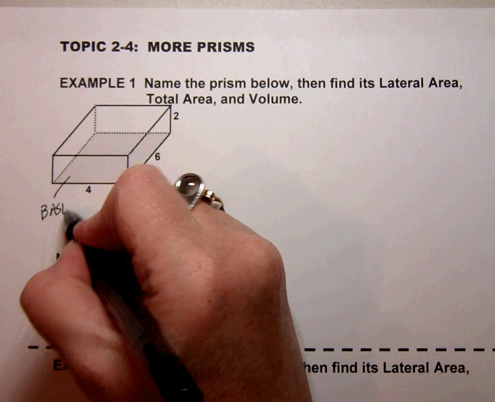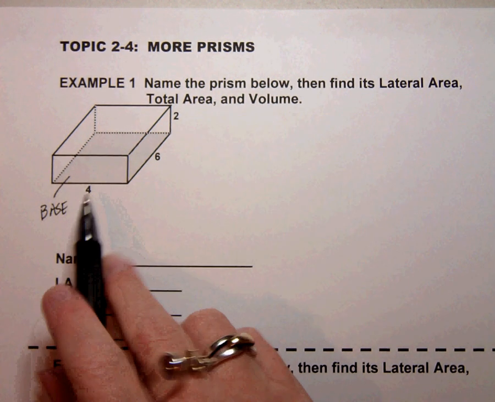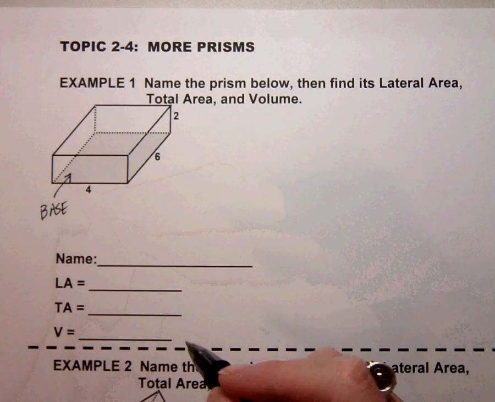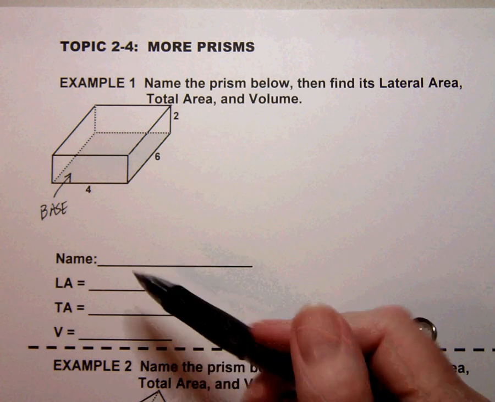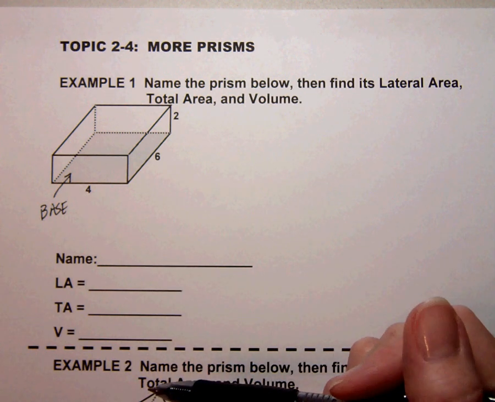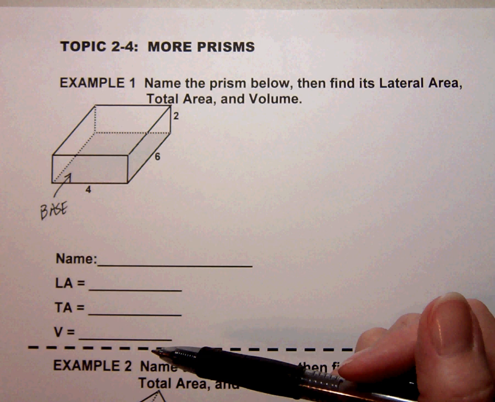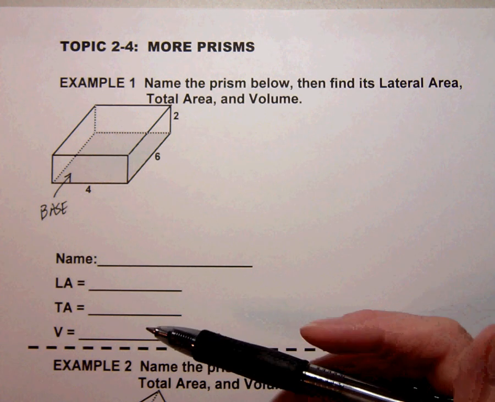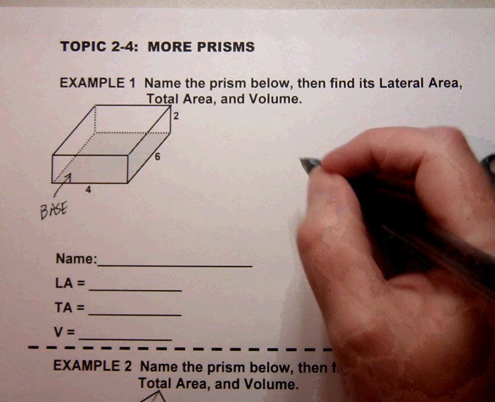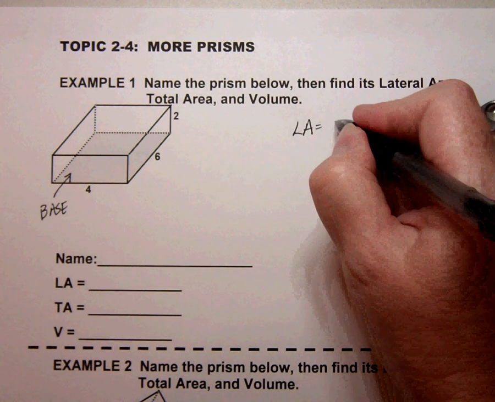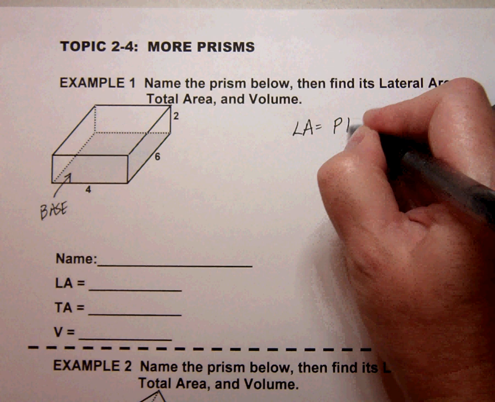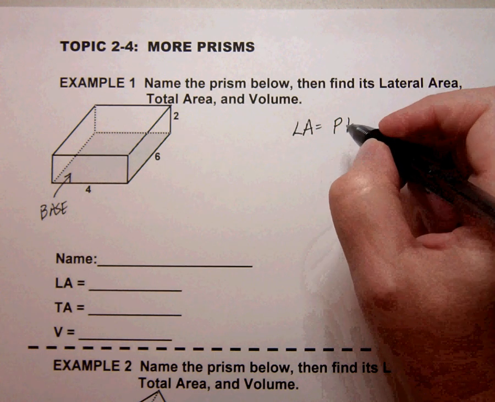And remember, there's two bases, and on rectangular prisms it really does not matter as long as the bases are opposite each other. The only difference is your lateral area would be different if you used a different opposite face, but let's use the bottom one for our base. To find the lateral area, you have to do the perimeter of your base times your height. So let's figure out the perimeter.